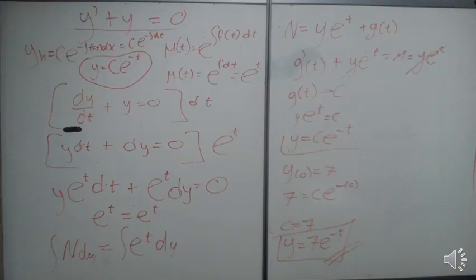So now we have the initial condition y of 0 equals 7. So we have 7 equals c e to the power of minus 0, which is 1. So we have c equals 7. So y is equal to 7 e to the power of minus t.